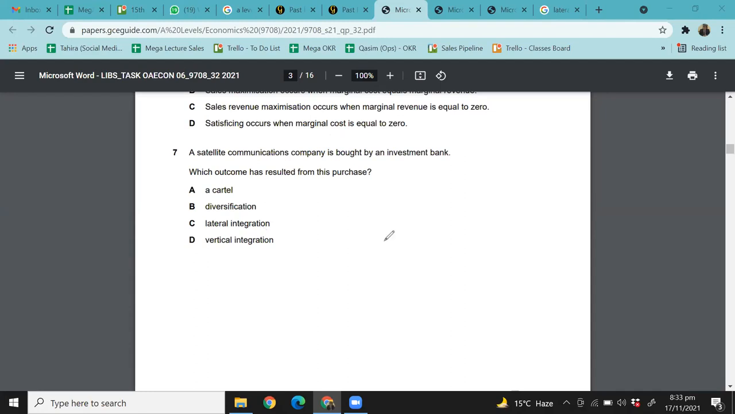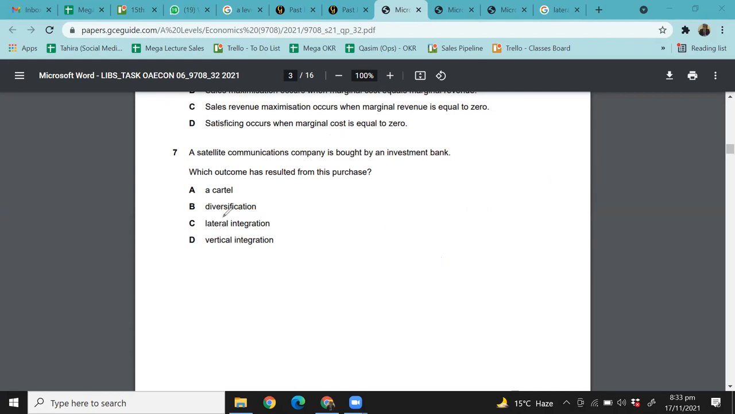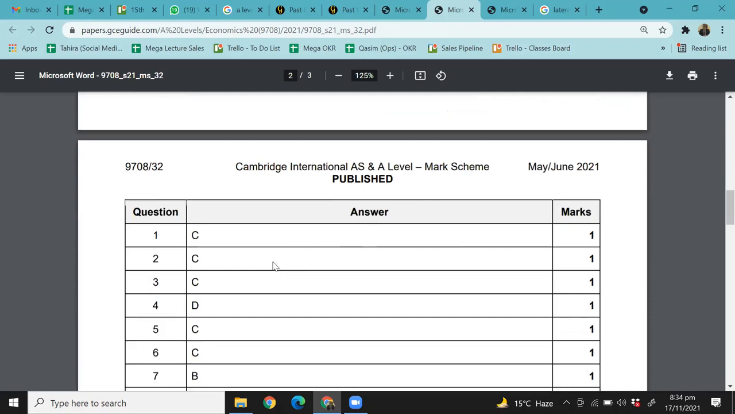So what is a conglomerate? A conglomerate is when two unrelated businesses merge with each other. That is diversification. Whereas lateral integration means horizontal integration, when there are two similar businesses like Careem and Uber. When Careem and Uber merge, that's lateral integration. So for question 7, the answer should be B, right? The answer is B.